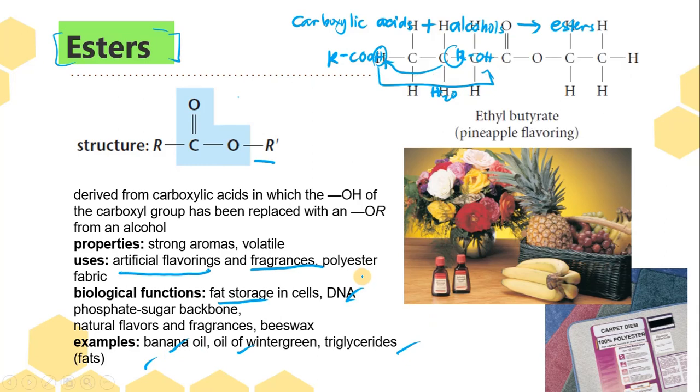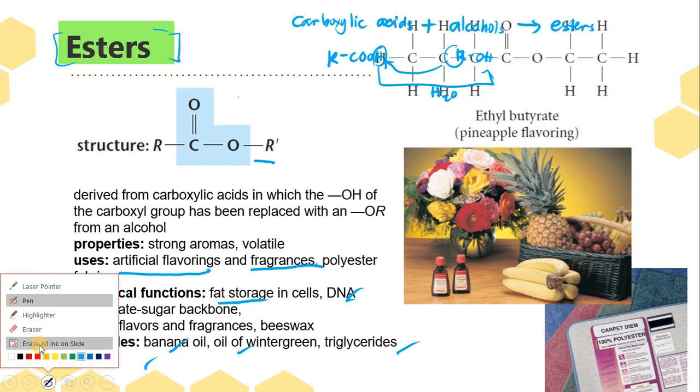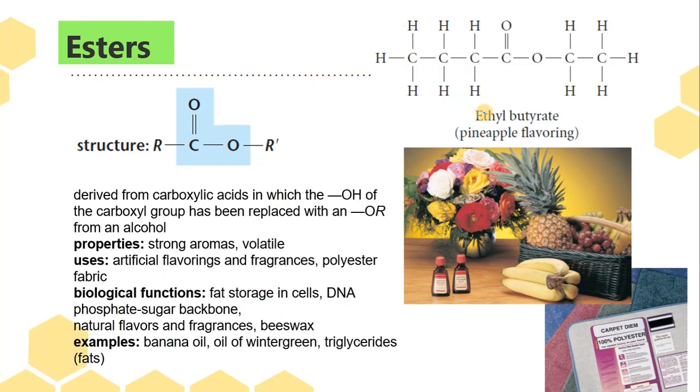This one is also another example. Ethyl butyrate, pineapple flavoring. Look, you have this group here in the middle. This is an R group, and this is another R group.